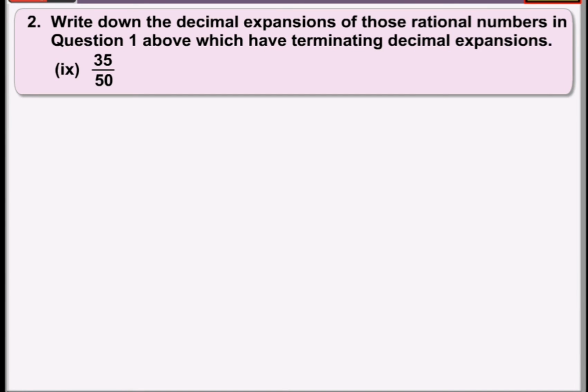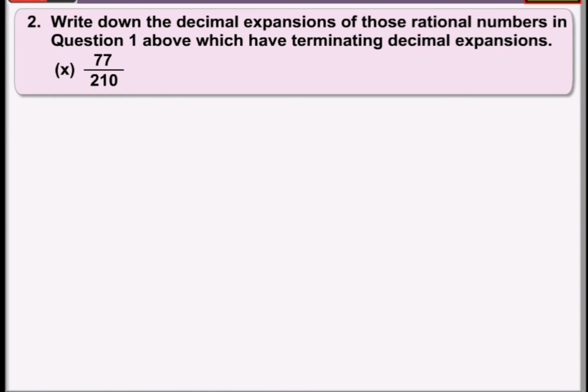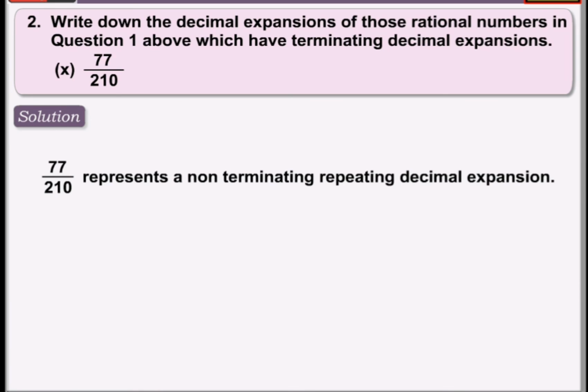Number 9. 35 upon 50. Answer. Now 35 upon 50 is 7 upon 10, that is 0.7. Number 10. 77 upon 210. Answer. 77 upon 210. It represents a non-terminating repeating decimal expansion.